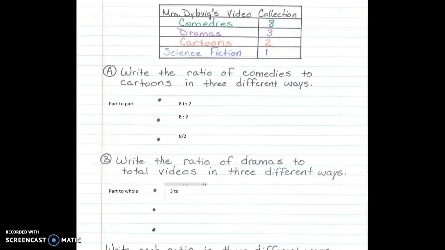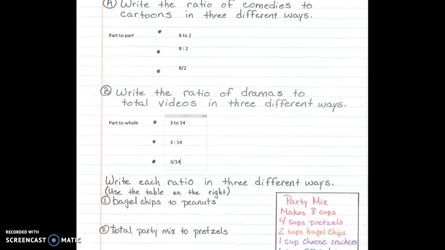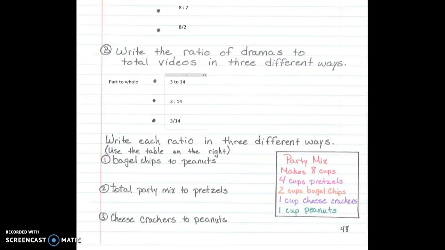So that is 3 to 14, dramas to total videos. Another way to write that is 3 colon 14. So 3 dramas to 14 total videos. And finally, we can write it in fraction form as 3 over 14. So 3 dramas to 14 total videos. Remember, order is super important.